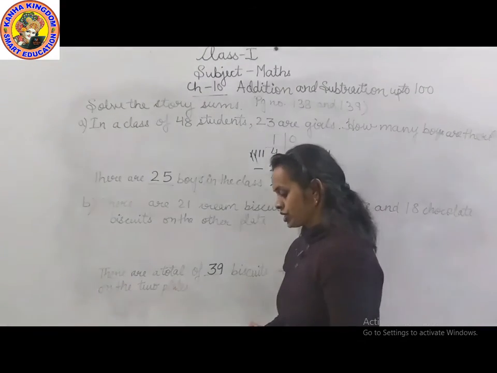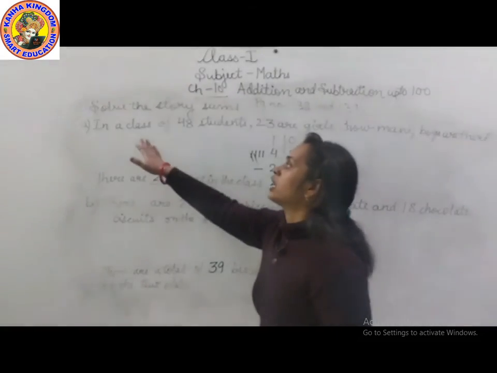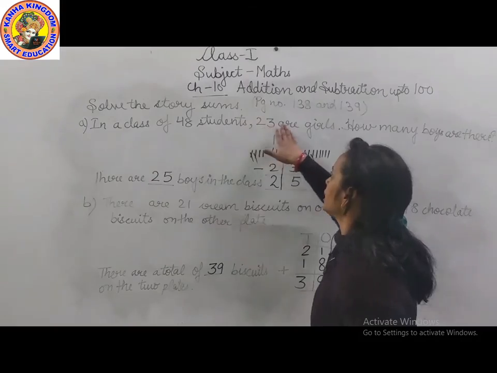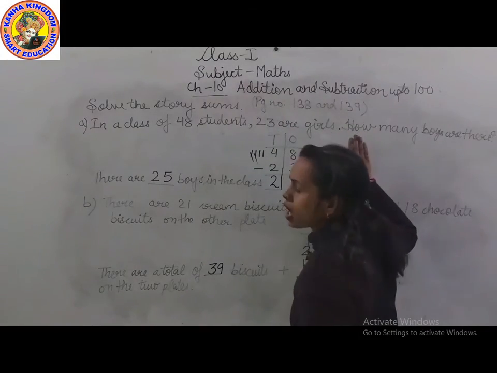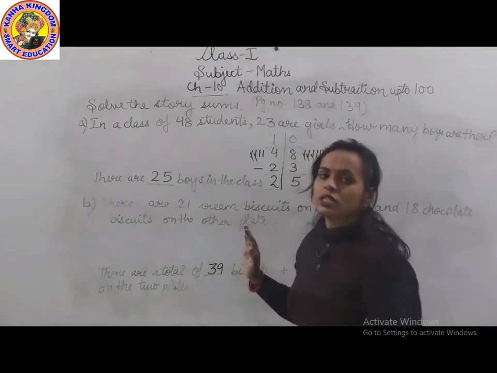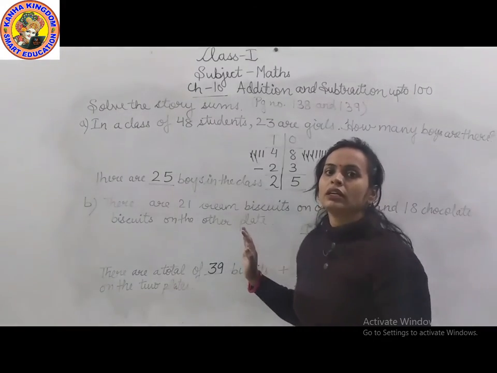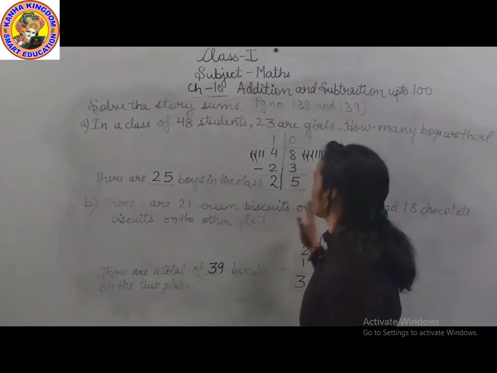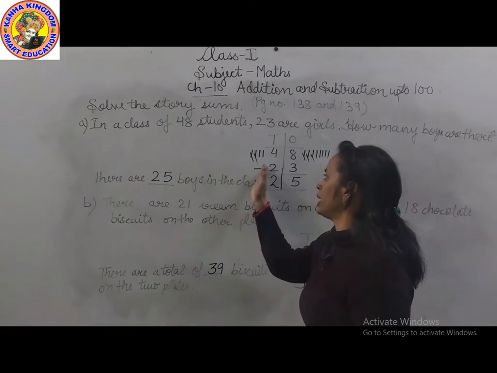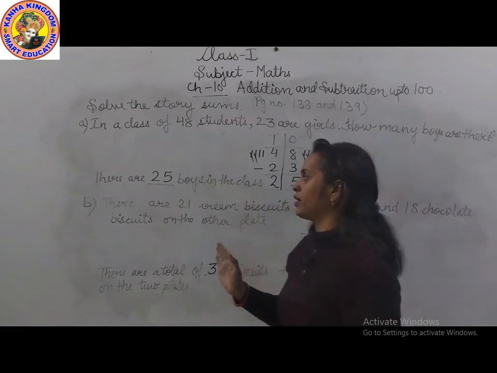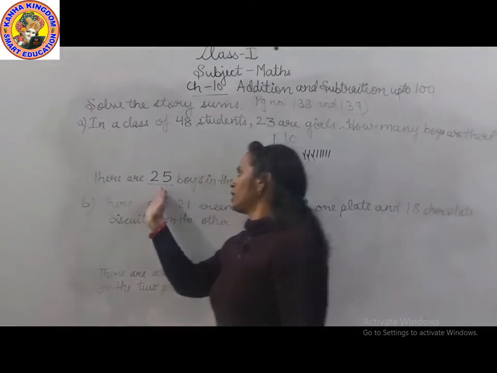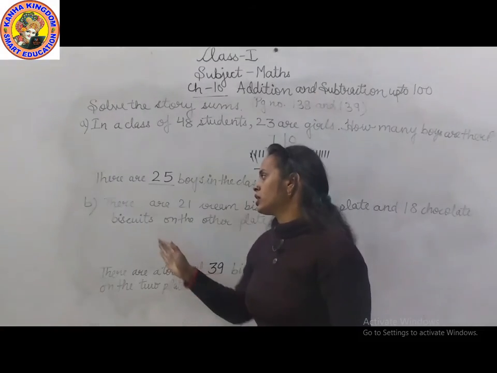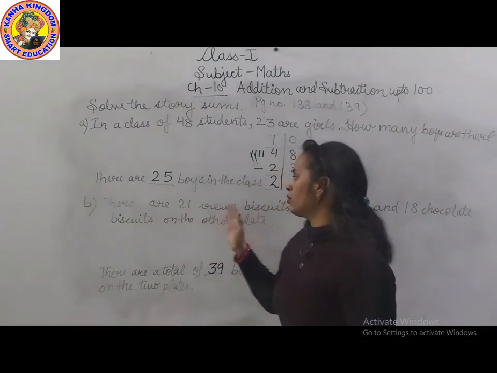Our question A is, in a class of 48 students, 23 are girls. How many boys are there? We have to find out how many boys are there in the class. So 48 minus 23 equals 25. So there are 25 boys in the class.